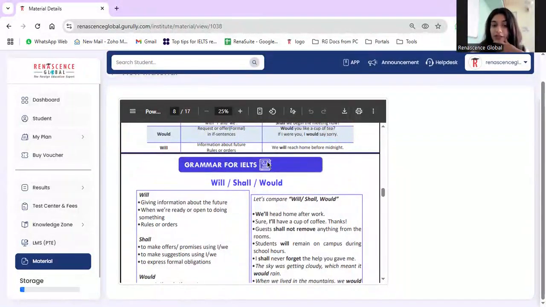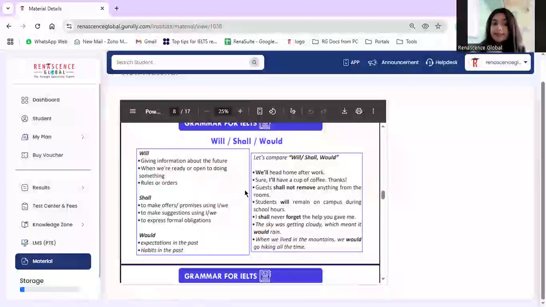Now when we talk about will, shall, and would, there is a certain difference, right? Will is giving information about the future when we are ready to do something, or if we talk about some rules or regulations. Nobody will talk in class. We all will go by bus tomorrow, right?